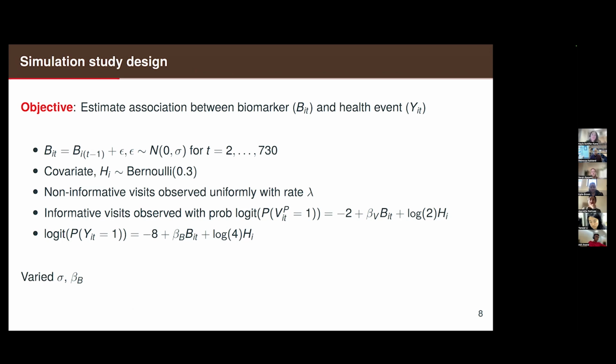The outcome of interest is going to be related to our biomarker and also to their characteristic H. So I'm going to show you results for how much bias there is in our estimates of that parameter beta B. So that's the target parameter because it's telling us about the relationship between the biomarker and the health outcome as we vary the magnitude of beta B itself, and also as we vary sigma, that step size in the biomarker from one day to the next.